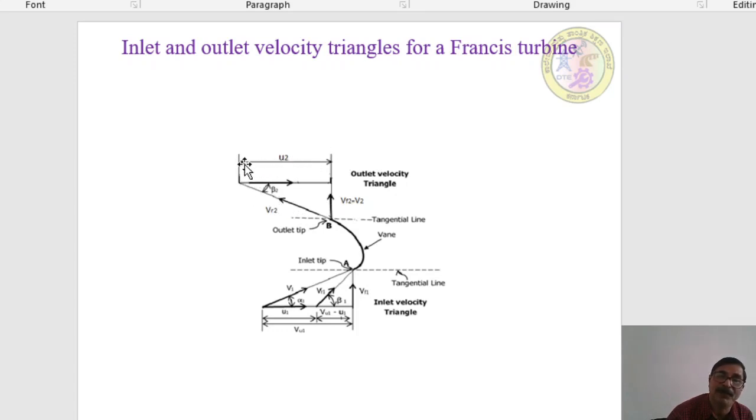and we have only U2. So look here, this is the tangential velocity of the blade, U2. Water is exiting axially, they are 90 degrees. This is 90 with respect to the blade. So this is the inlet and outlet velocity triangles.